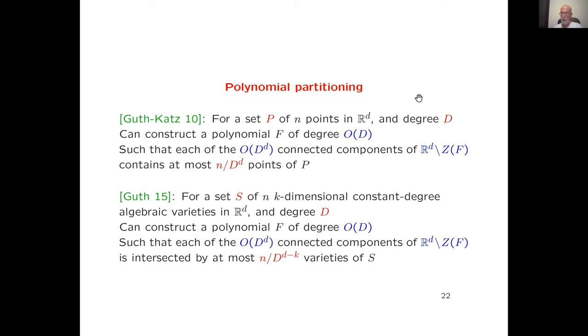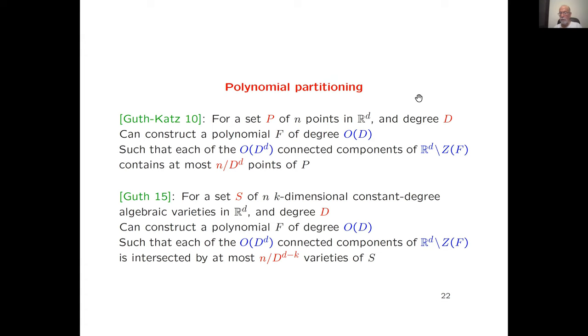And this has been generalized by Guth five years later, who extended it for any collection of constant degree algebraic varieties. Again, given a degree D, you construct a polynomial of degree roughly D, and each of the D to the d connected components of the complement of the zero set is intersected by at most N over D to the (d minus k) varieties.